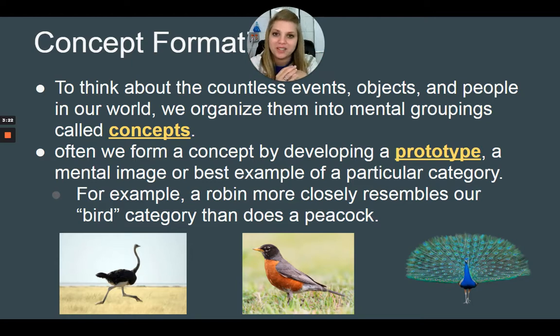One of the elements of concept formation is that we develop what's known as prototypes. When we talk about a prototype, a lot of times from an engineering standpoint, it's the first thing that's built. Here, a prototype is my best example from a particular category. It's the epitome of whatever this category might be.